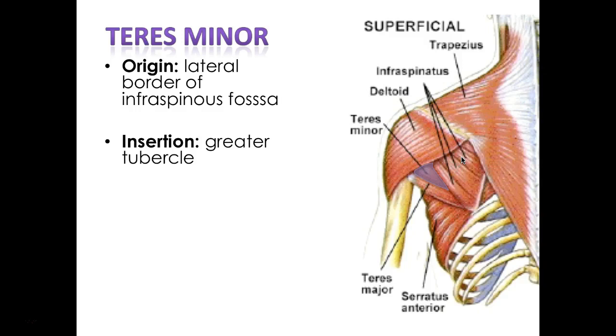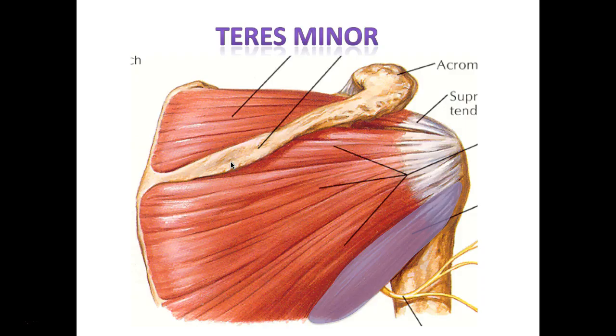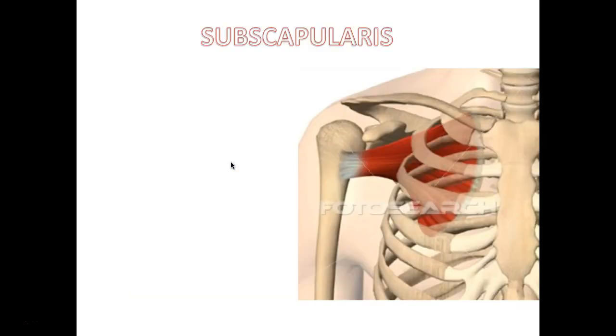So almost all of these rotator cuff muscles are inserting into the greater tubercle, and its action is going to be lateral rotation of the arm as well, same as infraspinatus. And the reason for that is we have a similar origin and same insertion. So same action. And innervation is branch of the brachial plexus. So here's another view of our teres minor, and you can see it's really a small muscle inserting over to the greater tubercle as well.